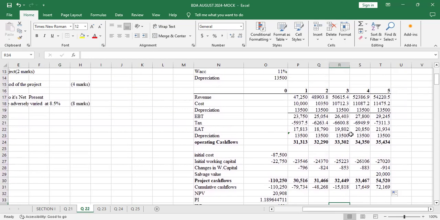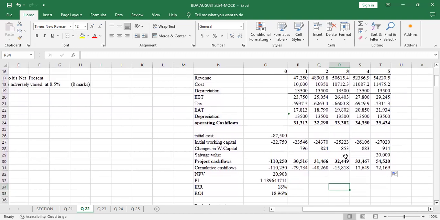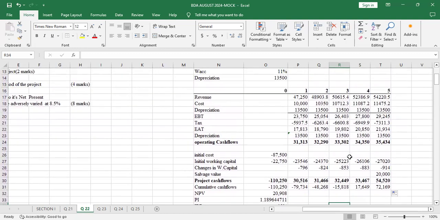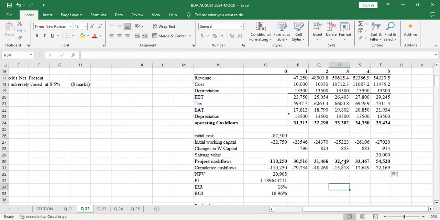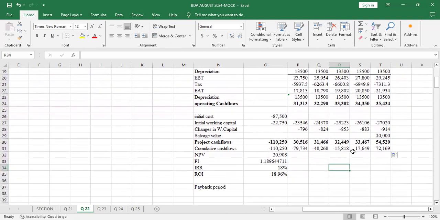When I check my workings here, the payback period is between the third year and fourth year. So it has to be 3 point something years, between 3 and 4 years, because here we have negative 15,818, but here we have 17,649.